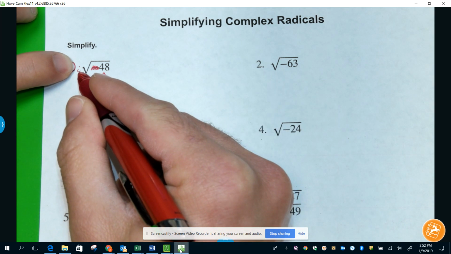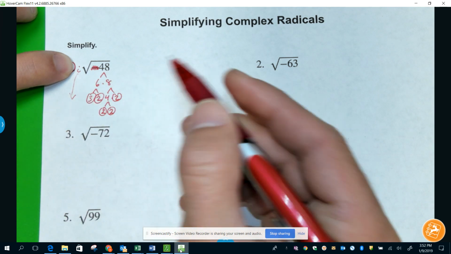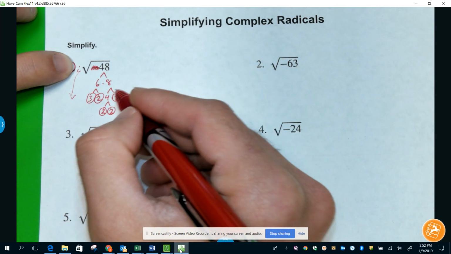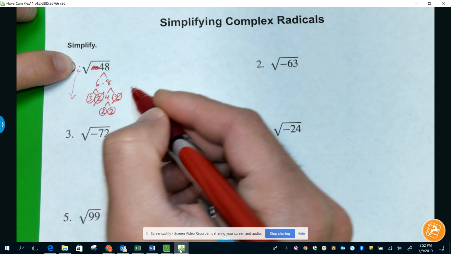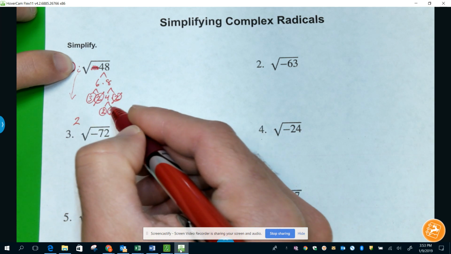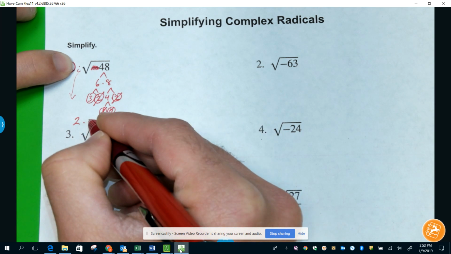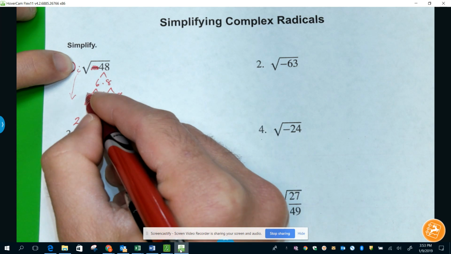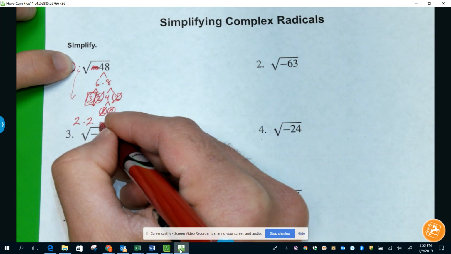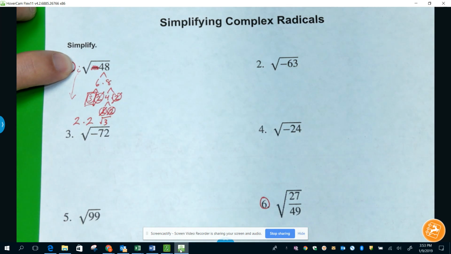So remember, we have an i on the outside already. What pairs get to team up and join him? I've got a pair of 2's there that gets to team up and join him. I've got another pair of 2's there that gets to team up and join them. And the only single prime number I have right there is my square root of 3.